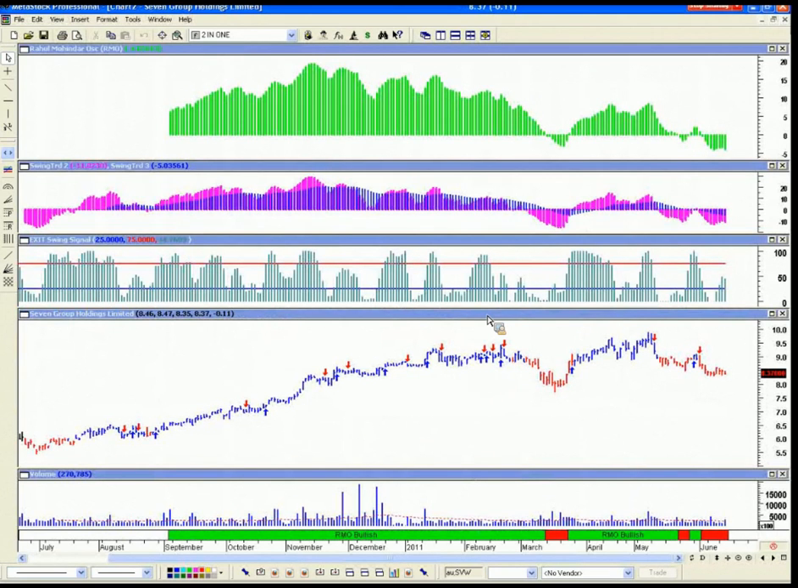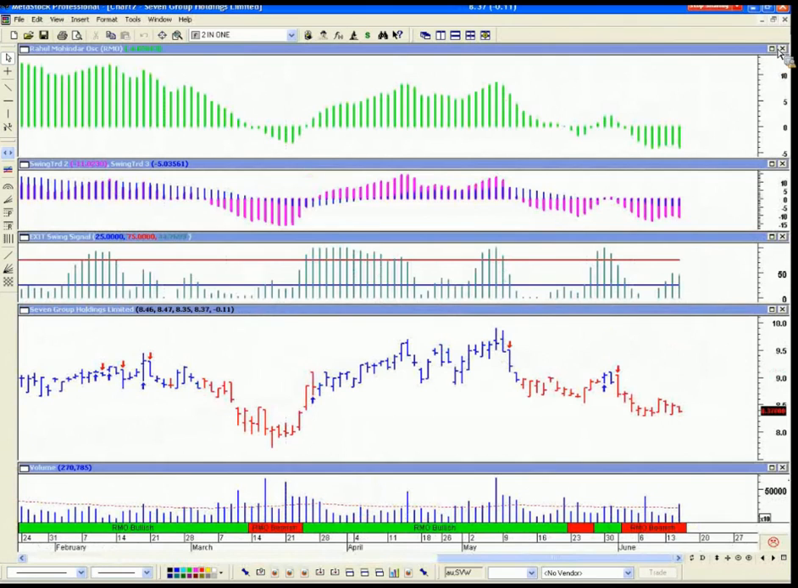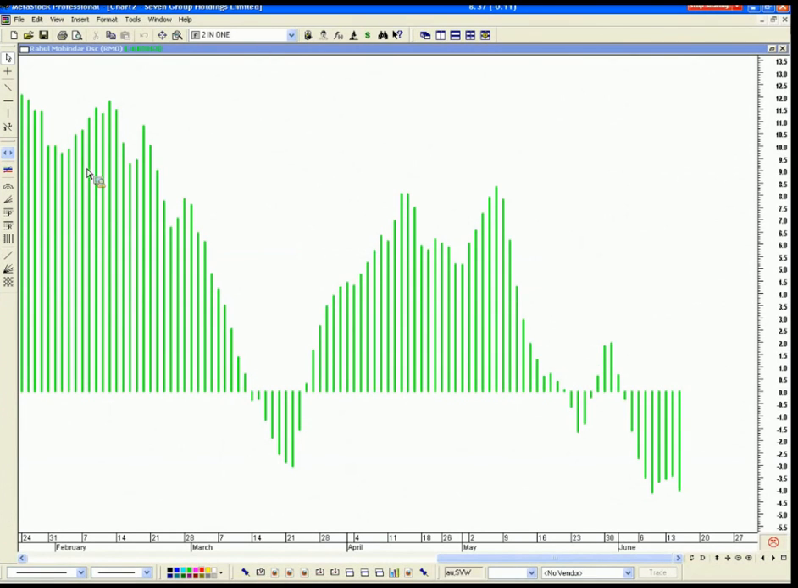Now remember, we're on step number one of our three-step process. And that step number one is we're going to identify the primary and prevailing trend. To do that, I'm just going to zoom in a little bit here. We're going to use the Rahul Mohinder oscillator. So I'm going to make this a full screen indicator. I'm going to draw a line right here on zero.